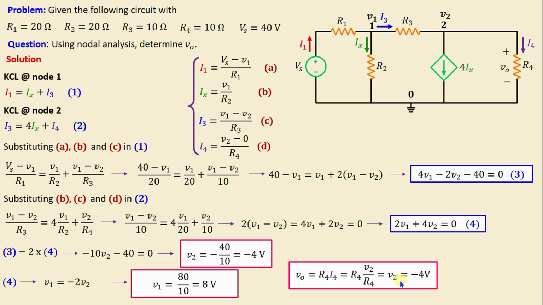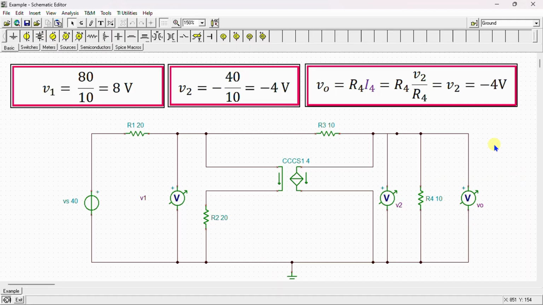After completing the calculations, we conduct a simulation using SPICE to verify our results. Now let's proceed to the SPICE environment. Here is our network drawn in SPICE simulator. This is our independent voltage source Vs, and this is the dependent source, the current controlled current source, the resistor R1, R2, R3, and R4. I connect here a voltmeter in order to measure the node voltage V1, a voltmeter to measure the node voltage V2, and a voltmeter to measure the voltage across the resistor R4.